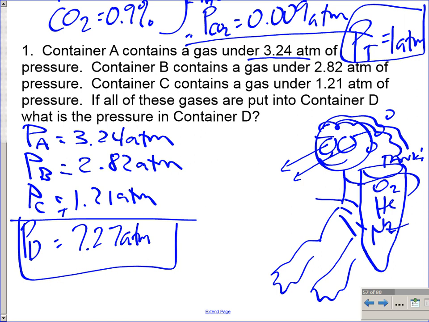Okay, so basically you can see Dalton's law is quite easy. It's just the summation. I could have given you the total pressure and said, okay, what's the pressure of oxygen gas by asking for what PA was. And you would just subtract to solve for that.